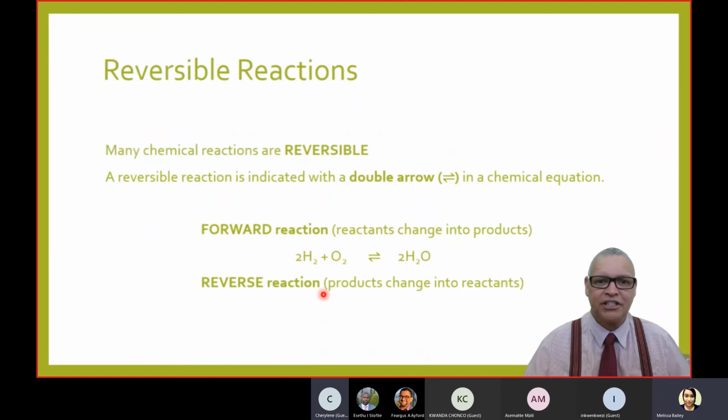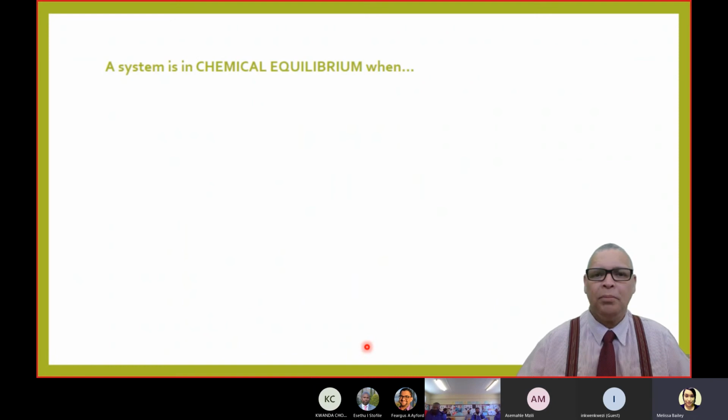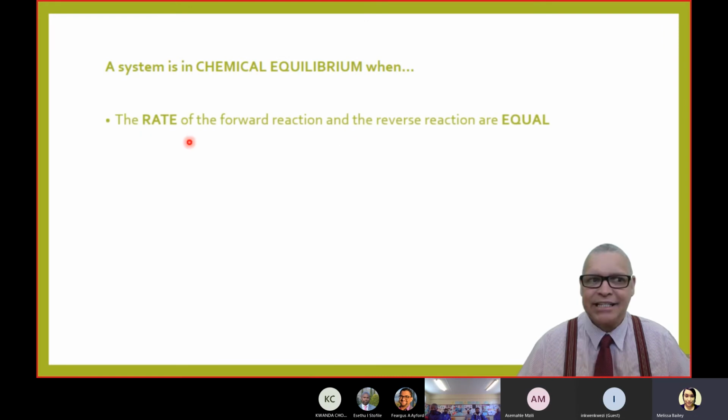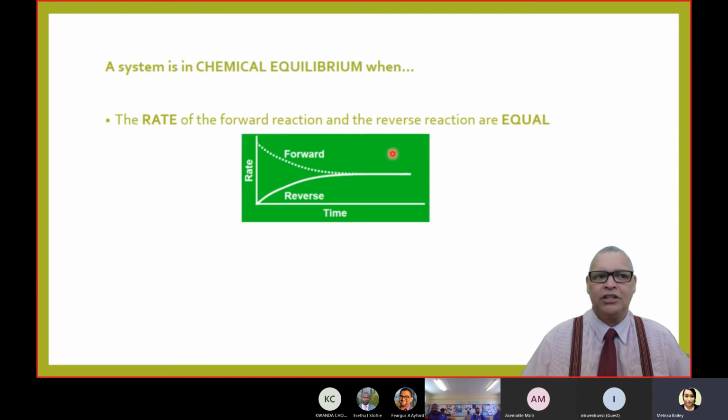Notice for the reverse reaction, products will change into reactants. Okay? So in other words, the water, if it has to go back, will change into hydrogen plus oxygen. That is an example of the reverse reaction. What about chemical equilibrium? When is a system going to experience chemical equilibrium? Well, as the monitor indicates, a system is in chemical equilibrium when the rate of the forward reaction and the reverse reaction are equal. Look at this diagram.